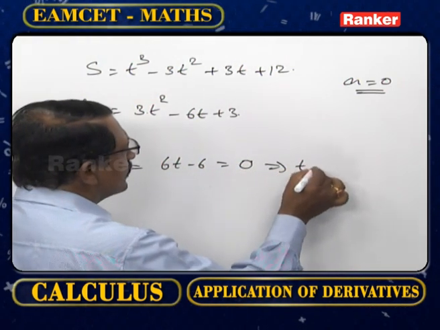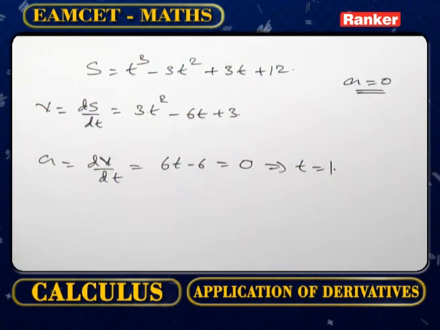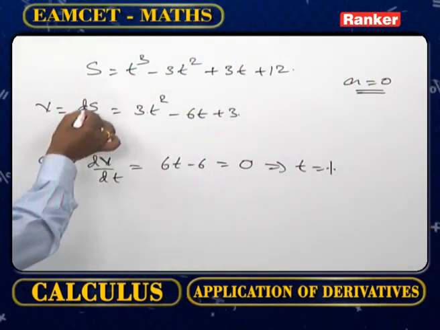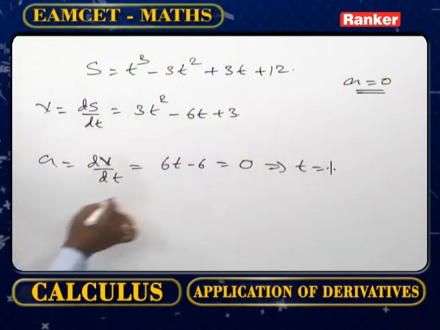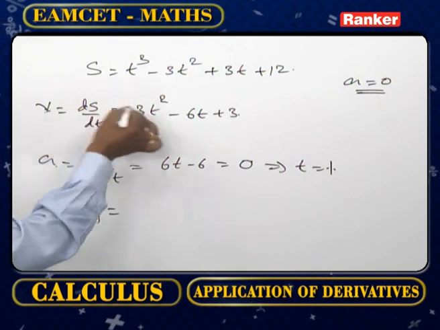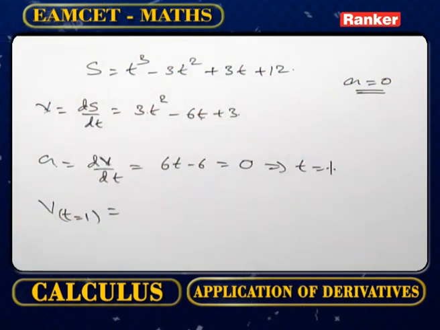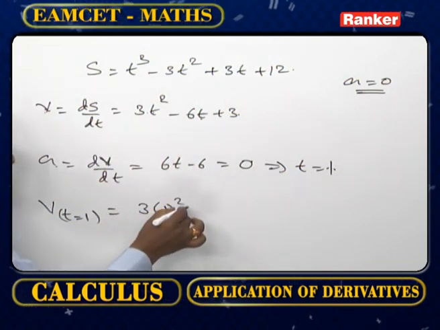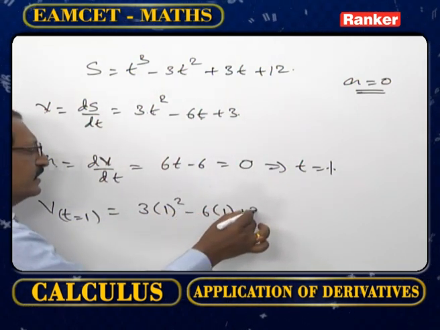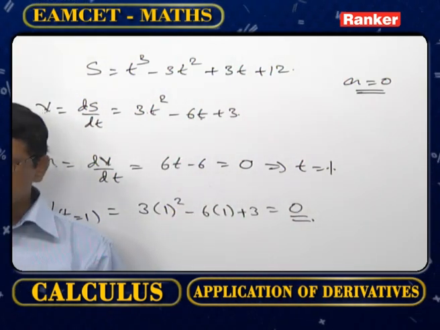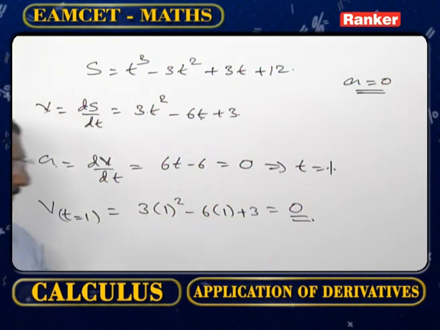then t equals 1. Required velocity of the particle when acceleration is 0: at t equals 1 acceleration is 0. Velocity equals 3t square minus 6t plus 3. Substituting t equals 1, we get 3 into 1 square minus 6 into 1 plus 3, that equals 0. The velocity at t equals 1 is 0. First option is correct.